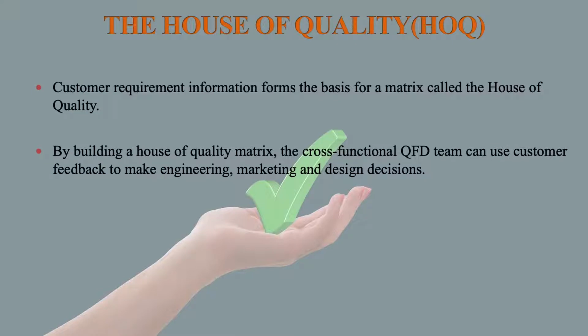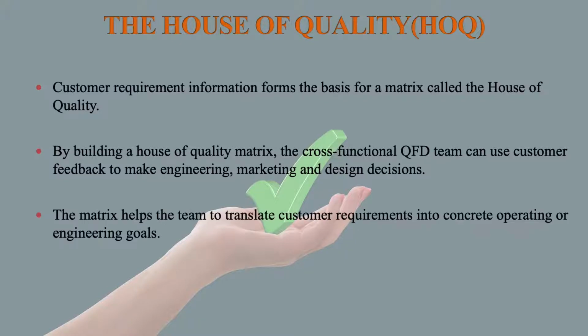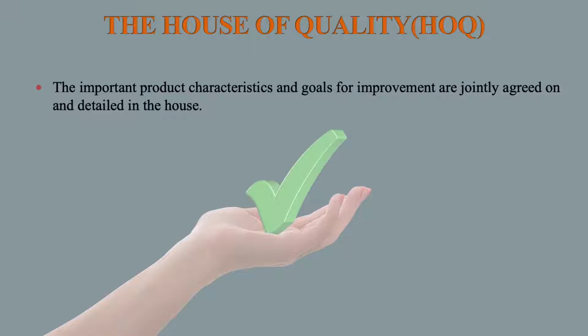By building a House of Quality matrix, the cross-functional QFD team can use customer feedback to make engineering, marketing and design decisions. The matrix helps the team to translate customer requirements into concrete operating or engineering goals. So the QFD team has to work to identify the customer requirements and characteristics through building a House of Quality matrix. The important product characteristics and goals for improvement are jointly agreed on and detailed in the house.